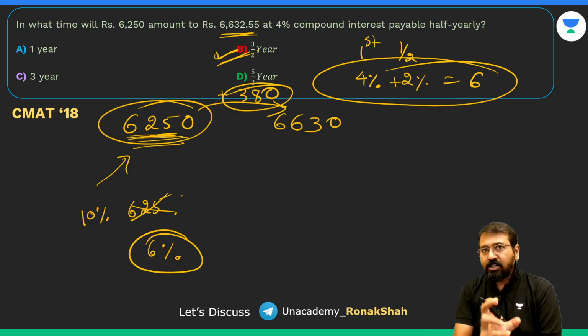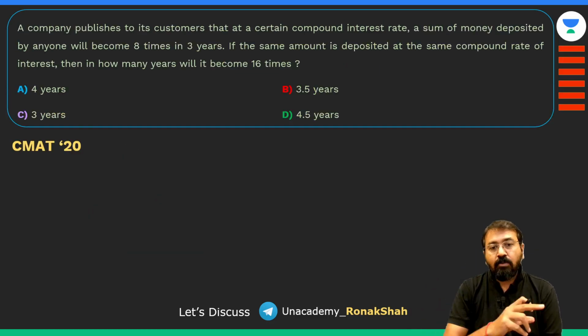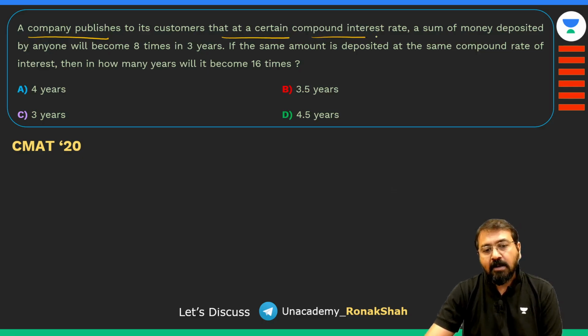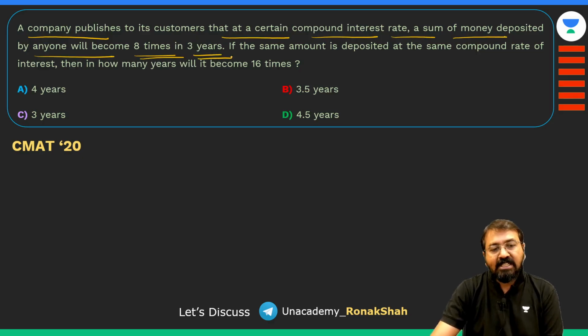I really hope you have understood this shortcut, and this is how I wish you to solve all the questions. जैसे ये वाला क्वेश्चन देखो, a company publishes to its customer that a certain compound interest rate, a sum of money deposited by anyone becomes 8 times in 3 years.